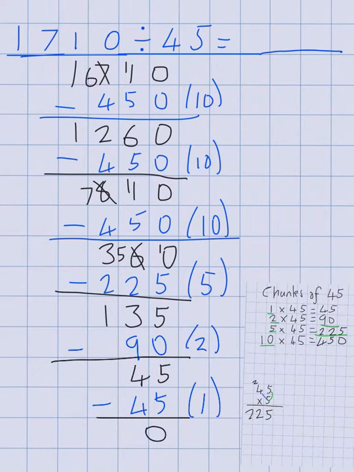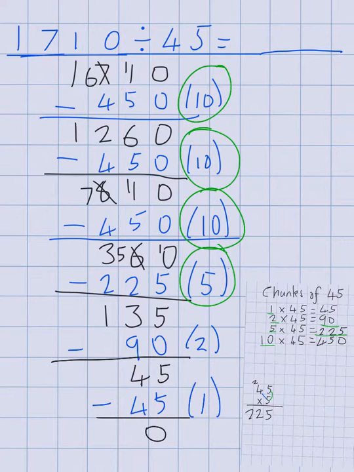The very last step to do, of course, is to add up all the chunks that I subtracted. Okay, so I can put a green circle around. There's 10, and another 10 is 20, and another 10 is 30. Add 5 more chunks is 35. Add 2 more chunks is 37. And lastly, add 1 chunk is 38. So my answer to 1710 divided by 45 is 38.